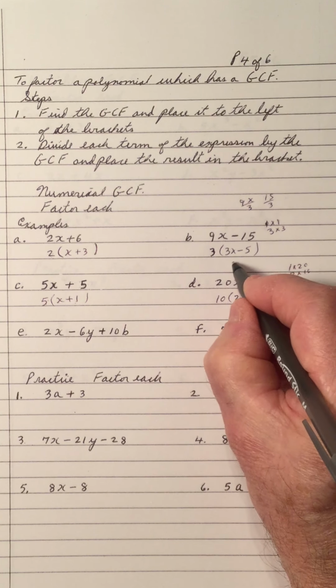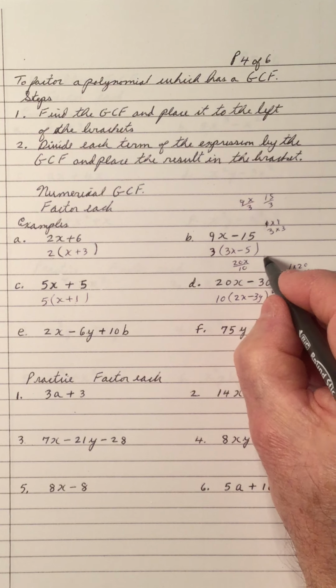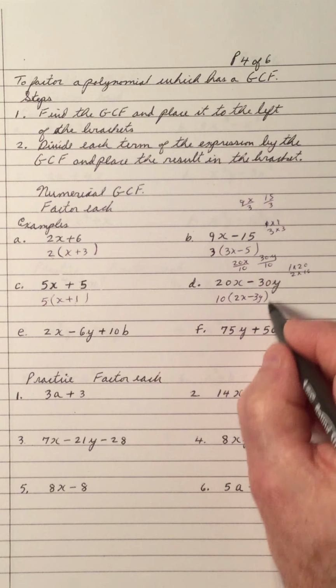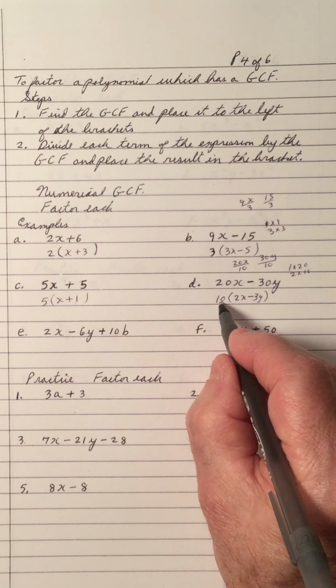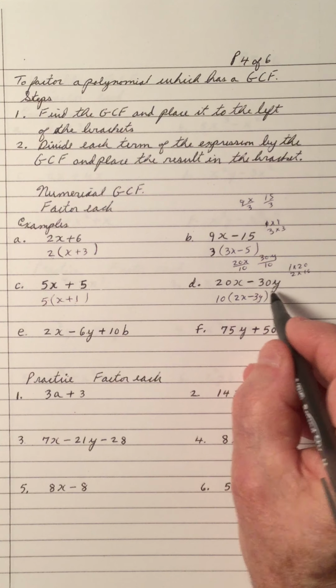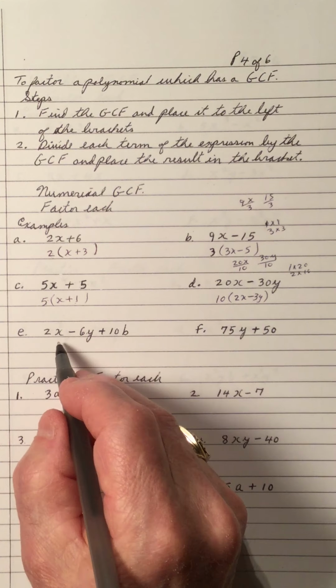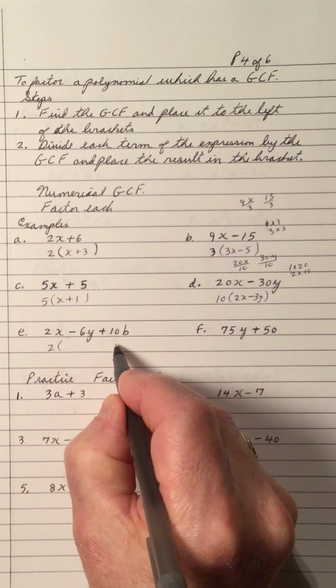Again, 20x divided by 10 gives you 2x. And 30y divided by 10 is 3y. Multiply 10 times 2x, 20x. 10 times negative 3y, negative 30y. Perfect. Now we have 3 terms. Smallest number is 2. Is 2 a factor of each of these? Yes. So 2 is the GCF.